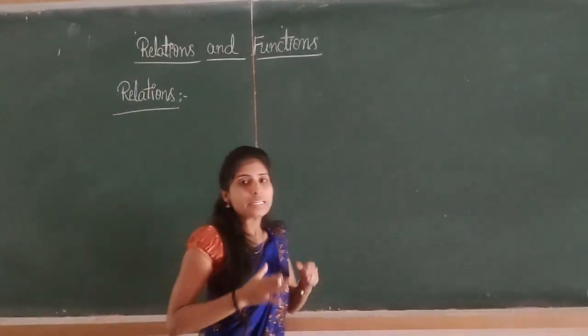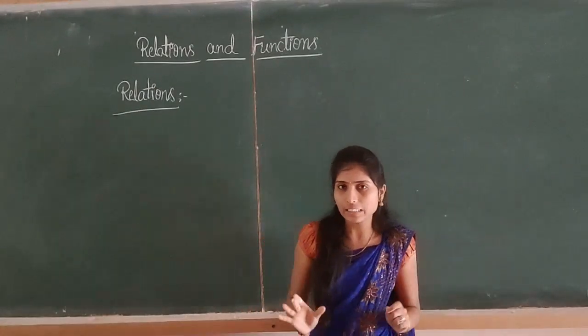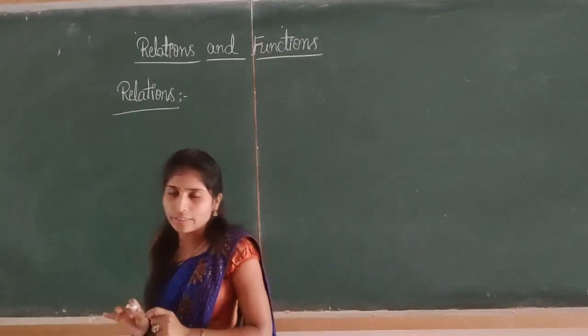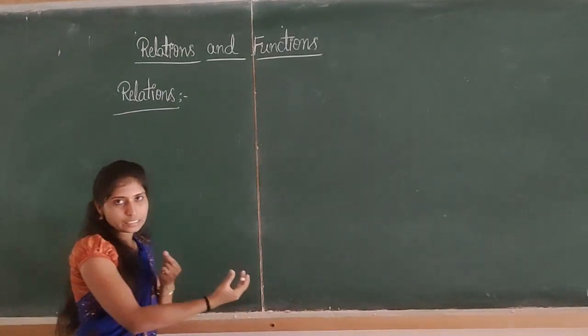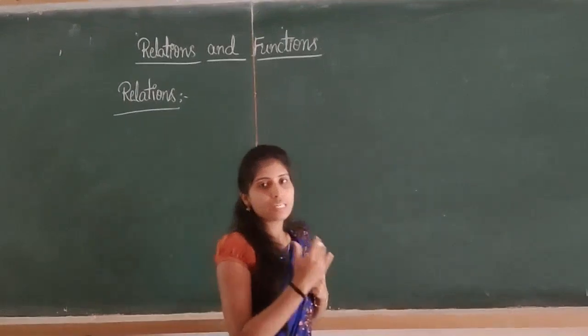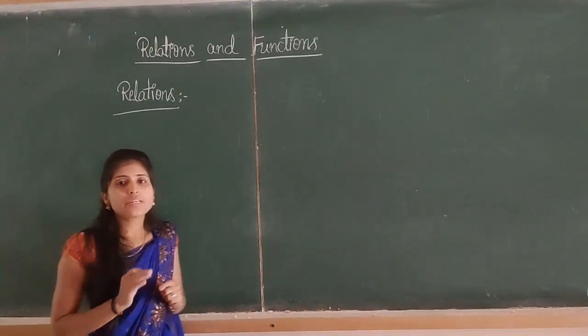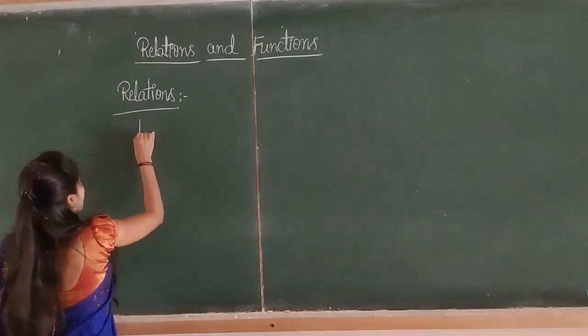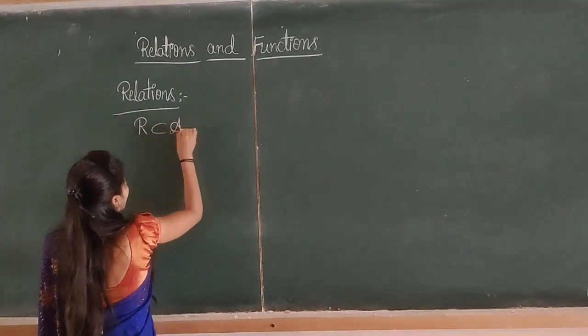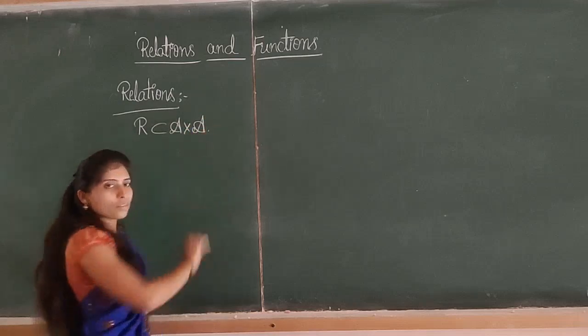Relations means what? Relation is a subset of Cartesian product. We know what is Cartesian product, right? It is a part of what? Cartesian product. Relation is a part of Cartesian product, or you also say relation is a subset of Cartesian product. R is a subset of Cartesian product.